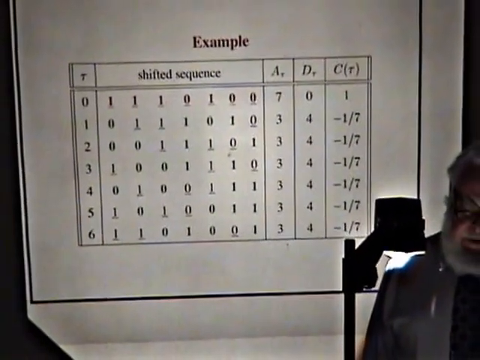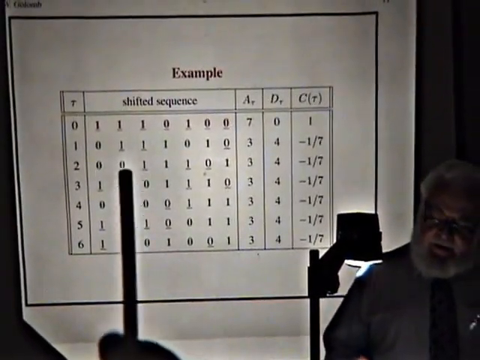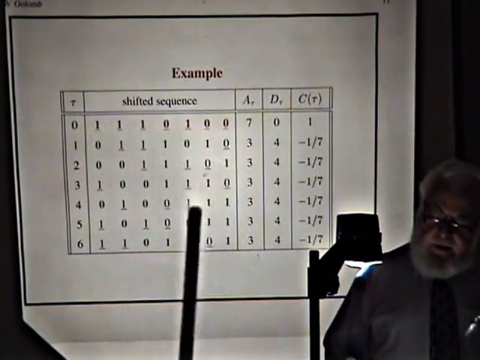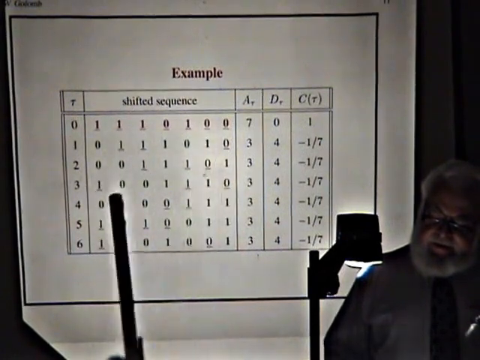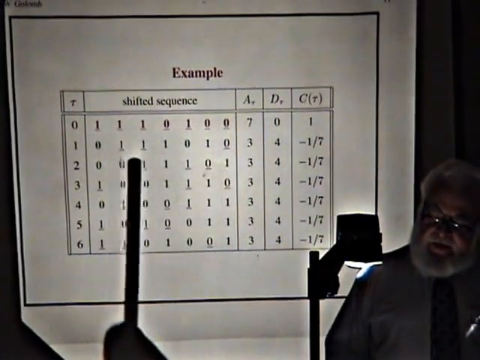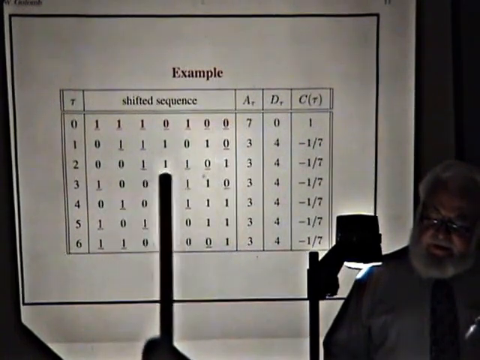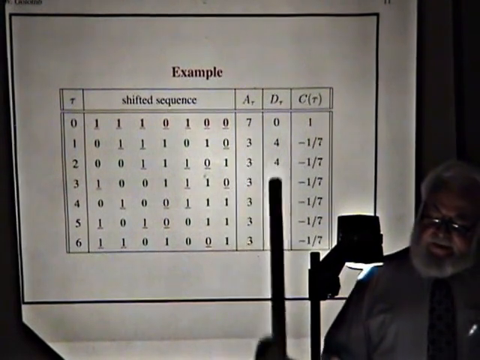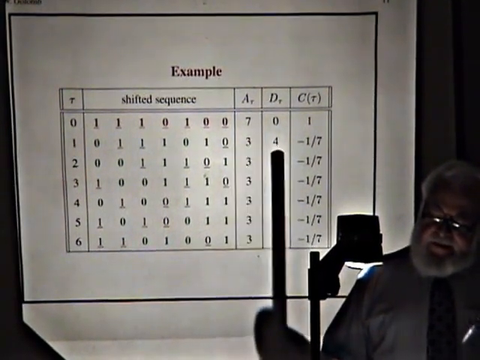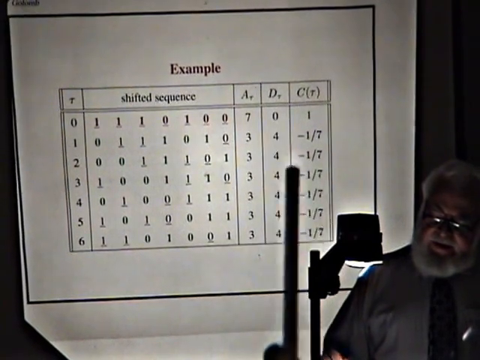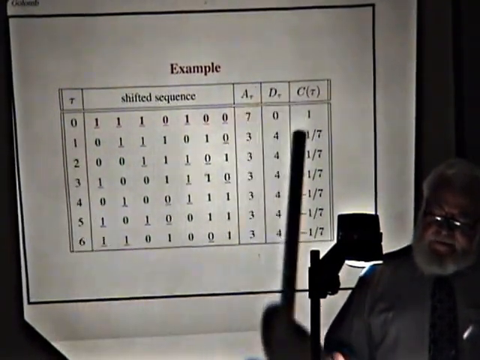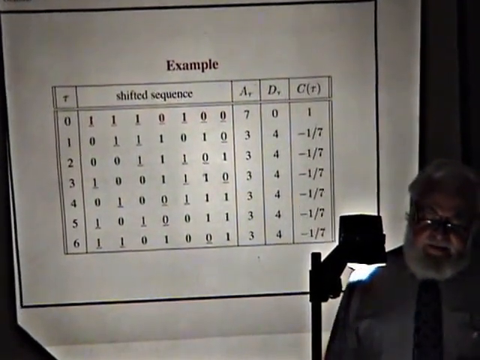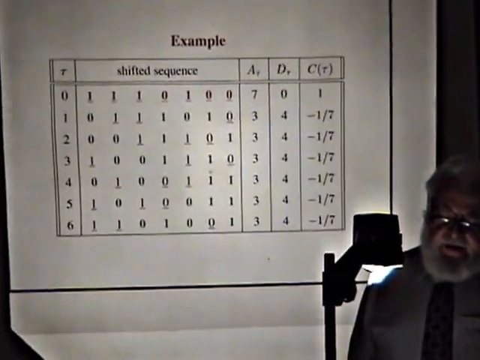Here are some trivial examples. If you take the M sequence of period 7, 1, 1, 1, 0, 1, 0, 0, and you look at its successive shifts, and I've underlined where the agreements are, for each shift there are exactly 3 agreements, and therefore 4 disagreements. So the agreements minus disagreements is -1, and divided by agreements plus disagreements, which is always the period, this is exactly -1/7 for each shift other than a multiple of the period.